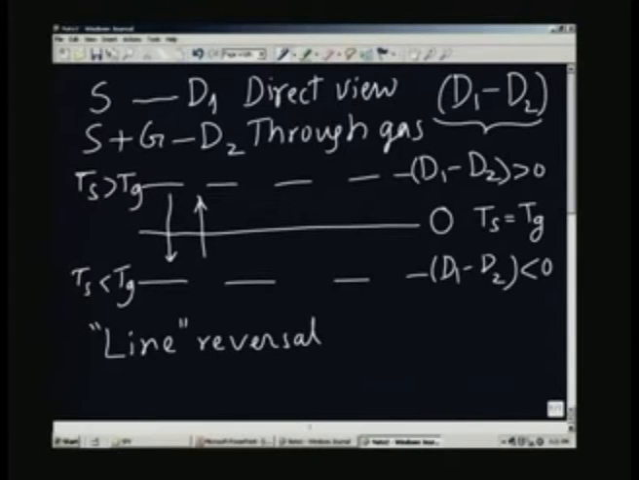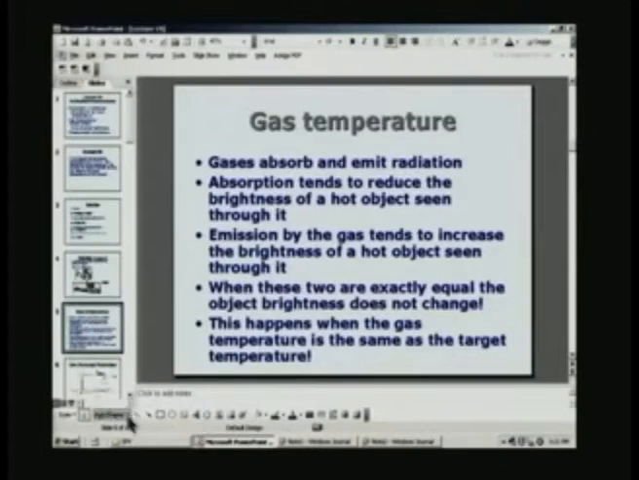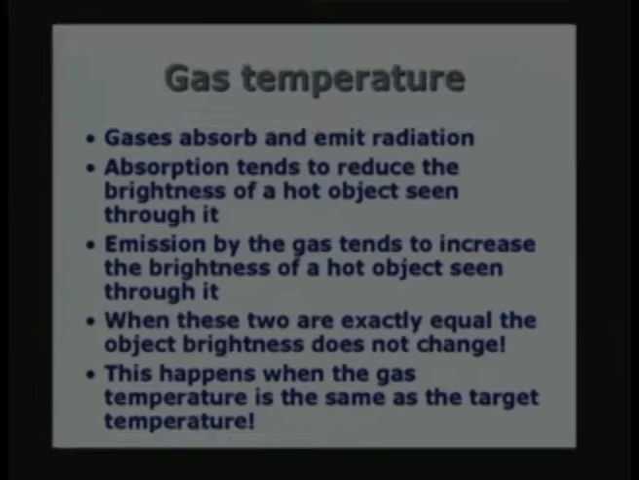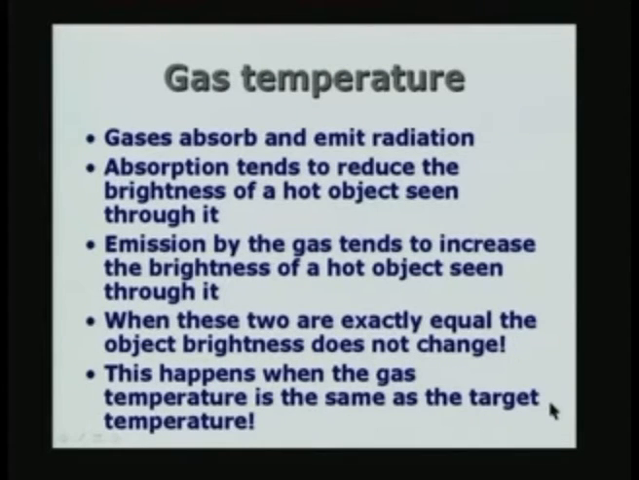So, let us go back to the PowerPoint slides and look at how we are going to do that. I am just explaining whatever I said on the board. Emission of the gas tends to increase the brightness of an object seen through it, and when these two are exactly equal, the object's brightness does not change; D1 minus D2 equals 0. This happens when the gas temperature is the same as the target temperature.